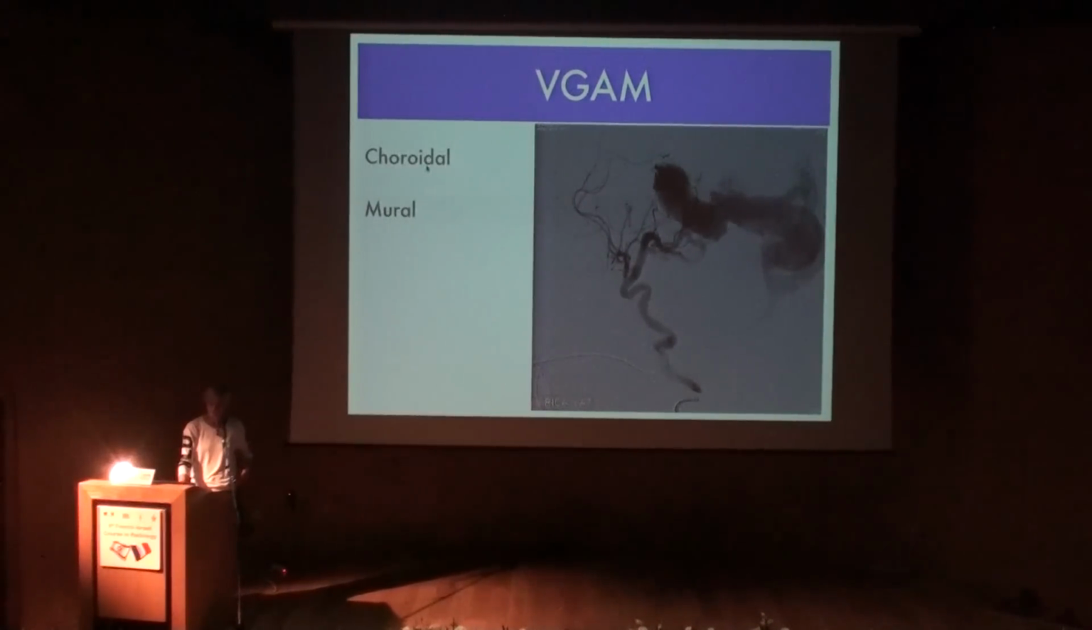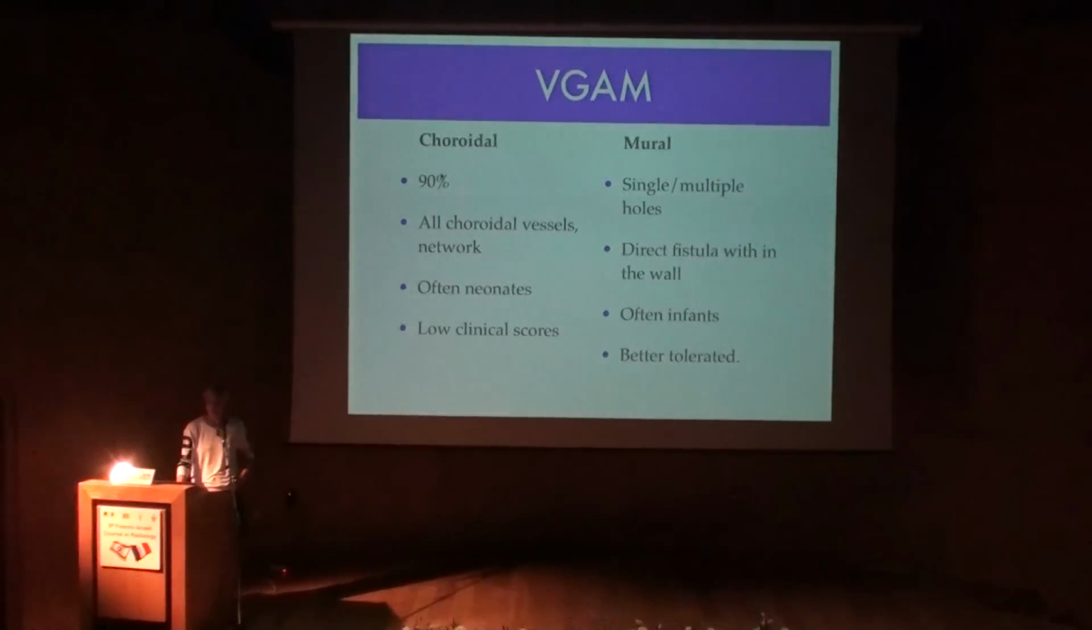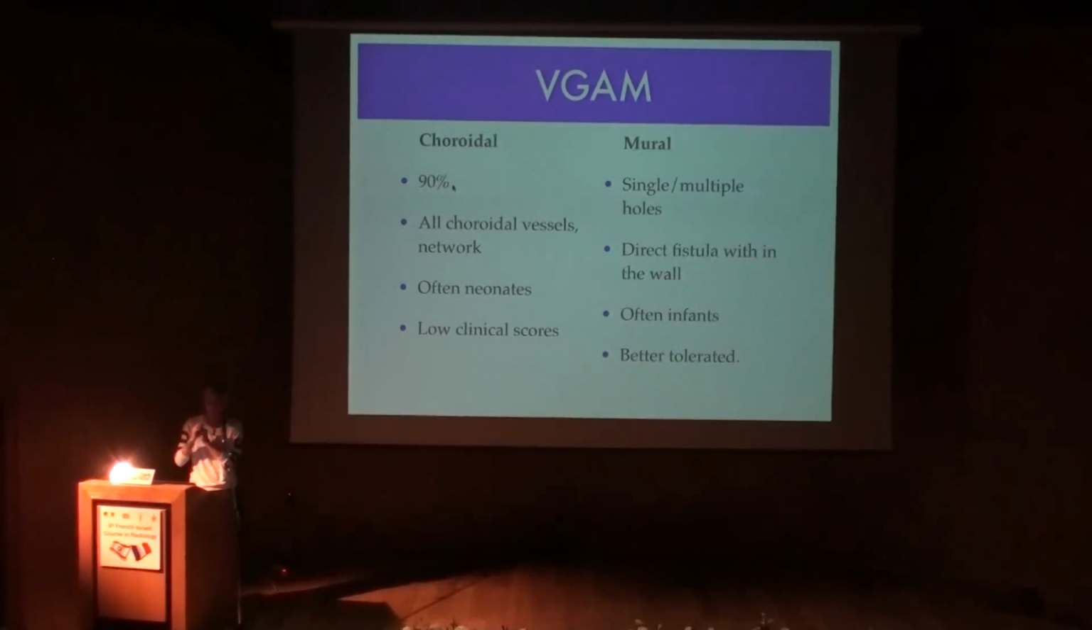And we have two types, the choroidal and the neural type. And just a few words about them. The choroidal is much more common, about 90% of vein of Galen. And what you see is a lot of choroidal arteries, and they create this network of vessels draining into this fetal large vein. It's usually the very young kids, and they have very bad clinical scores.